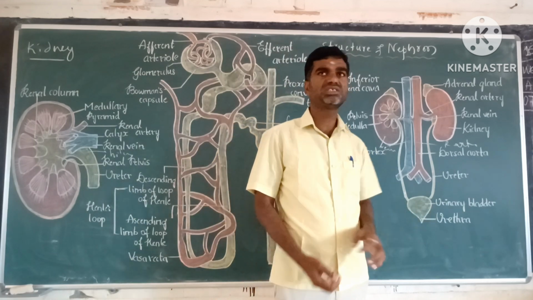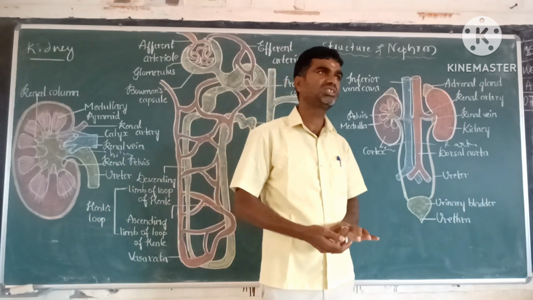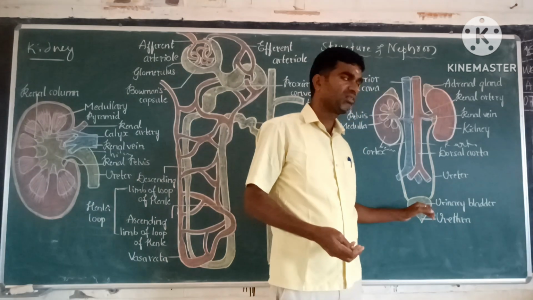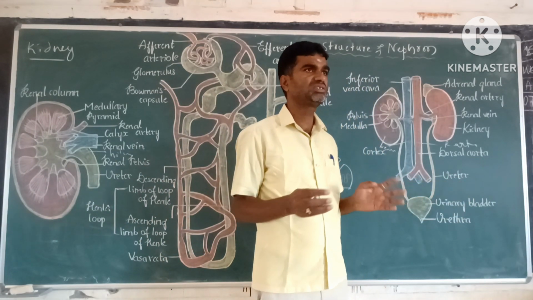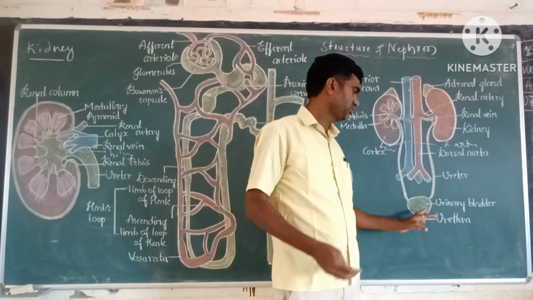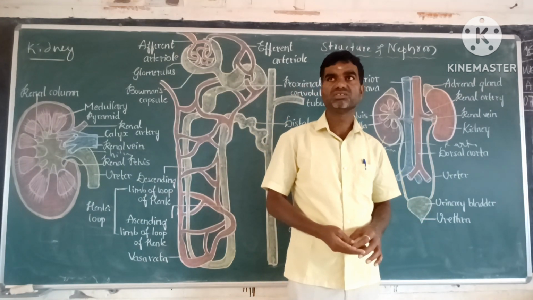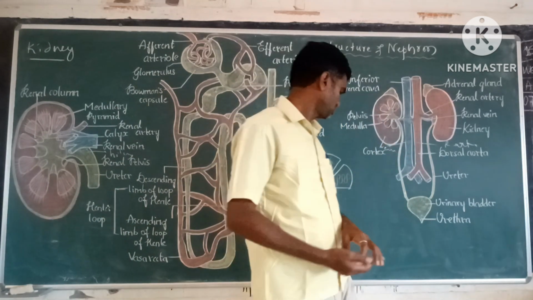Here sphincter muscles are there, called urethral sphincter muscles: external urethral and internal urethral sphincters. With contraction of the external and internal sphincter muscles, the urine passes from the urinary bladder to the outside. So these are the kidney structures.